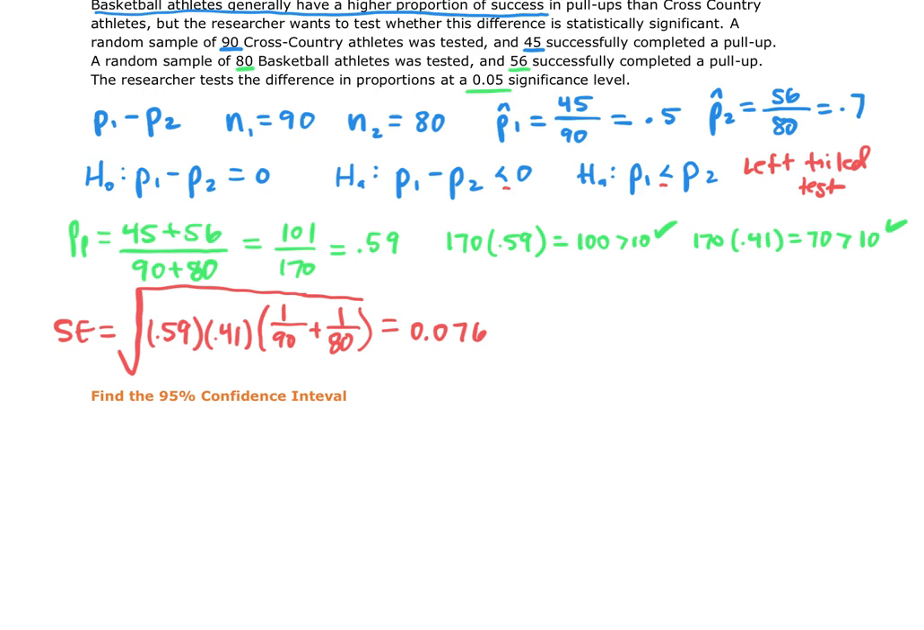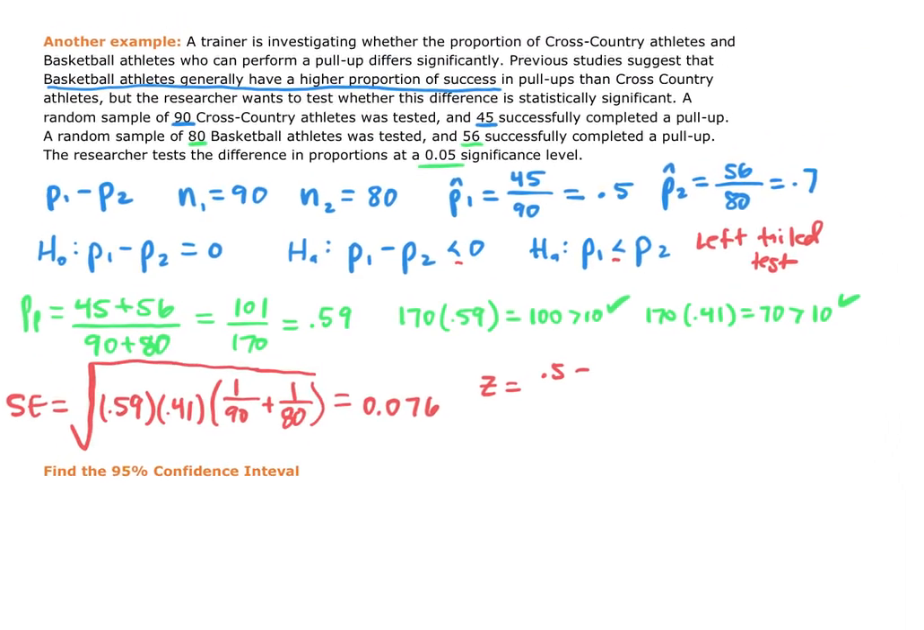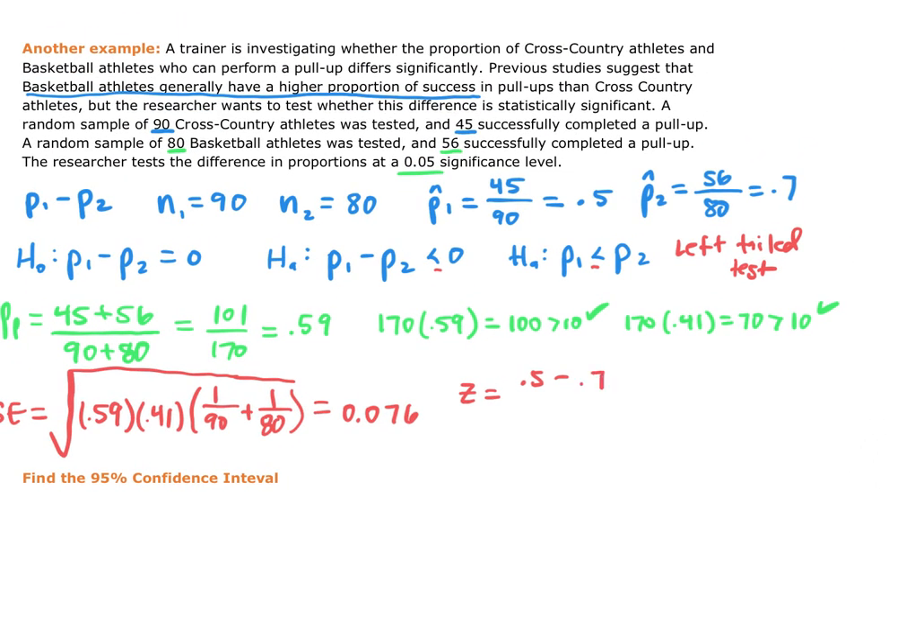So now we can calculate the test statistic. We take the difference in the sample proportions, so 0.5 minus 0.7, and subtract the 0 from the null hypothesis. Then that's over the standard error, 0.076. That's going to give us a negative 2.63 for our z-score.